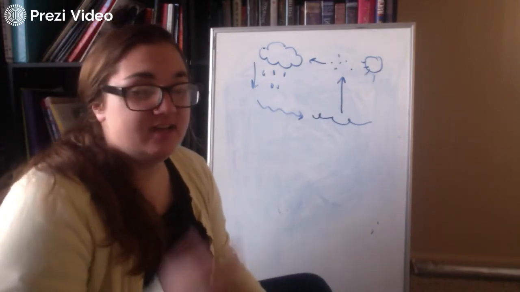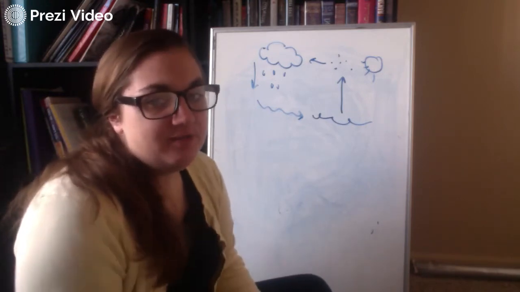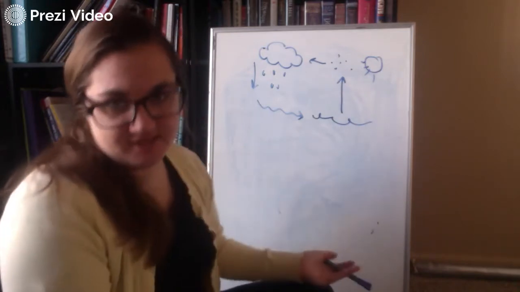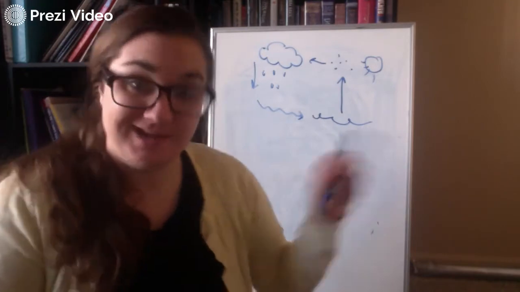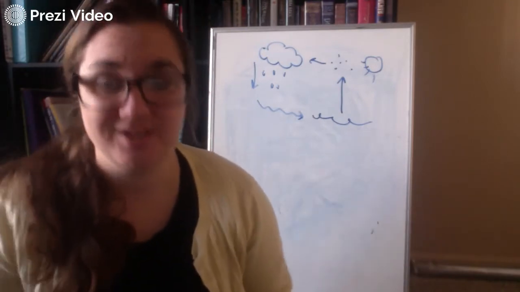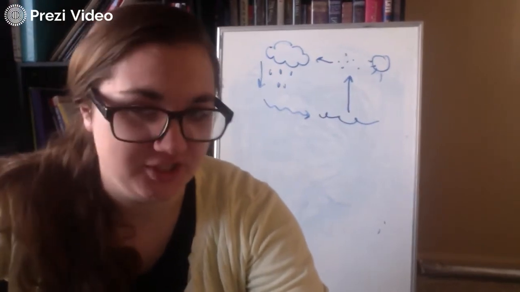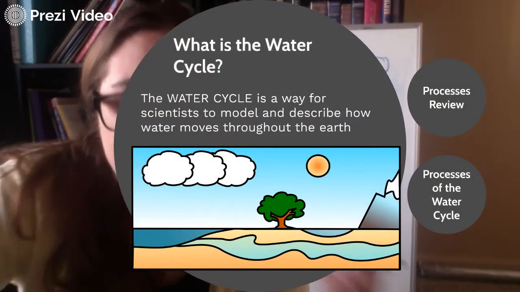And certainly scientists are looking at what other pollutants, what other particles are getting stuck in this water cycle and how that's affecting us. So that's the next level with the water cycle: looking at how it is not a perfect cycle and what other stuff it is bringing with it, mainly pollutants and other things that are harmful to humans. Okay, so the water cycle is a way for scientists to model and describe how water moves throughout the earth.